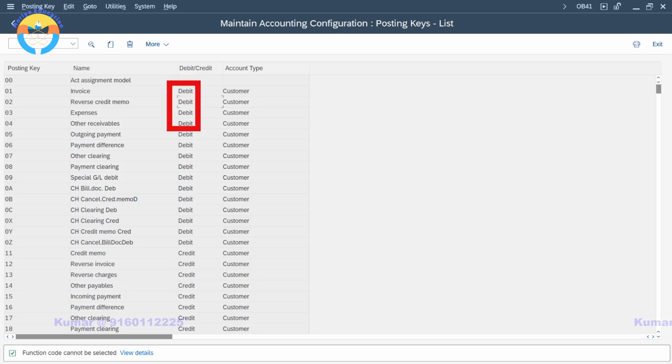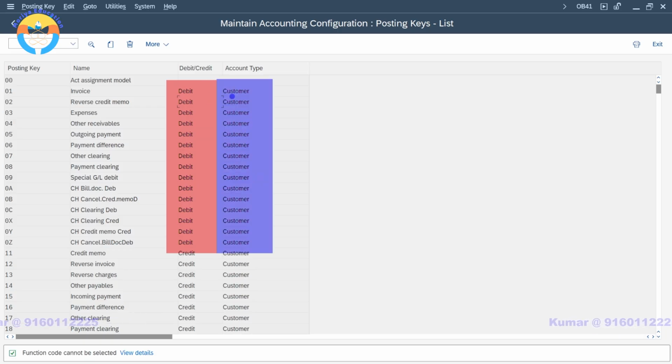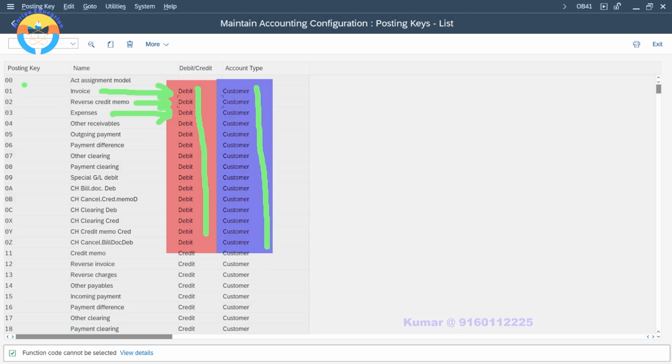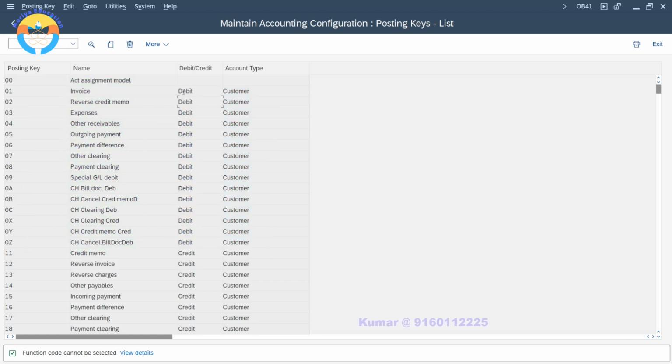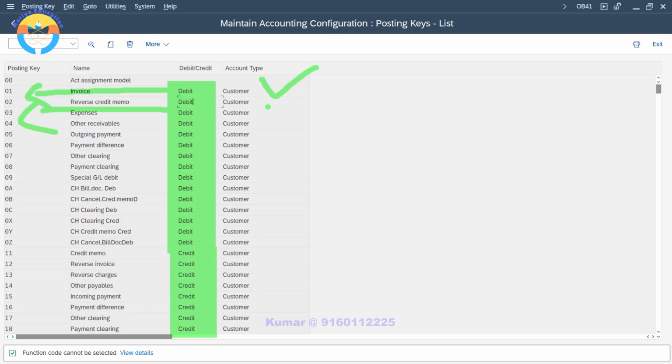And here we see debit and credit. For example, debit for customers, and credit for customers. Even for an invoice, it is a customer only. It is debit. For example, to reverse the credit memo of a customer, we need to debit. To debit the expenses of a customer, we need to debit it. So debit is the same, customers is also the same, but the posting keys are different because the transactions are different. In accounting, we have only two rules: debit and credit. But here each debit will have a posting key. The account type will also be the same.